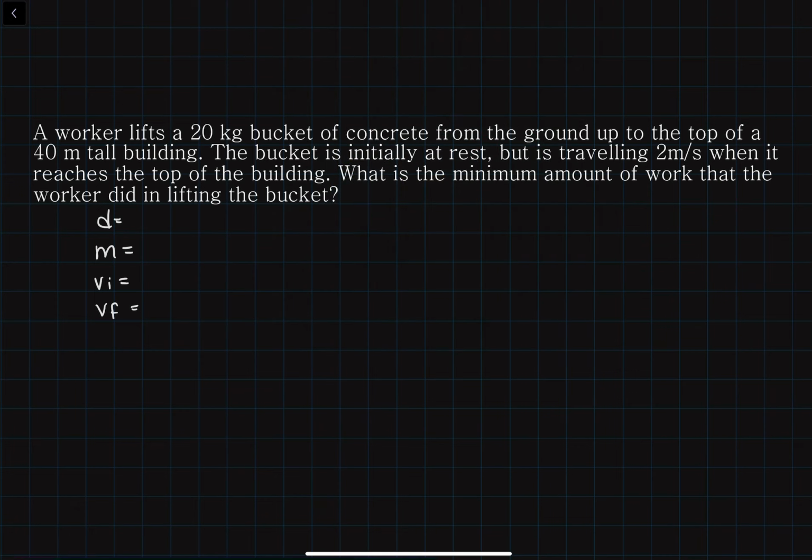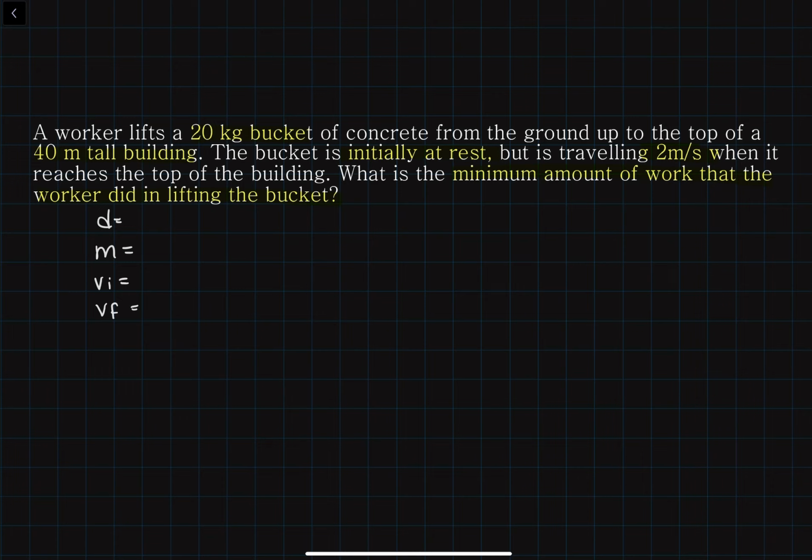So some key information here. The bucket is 20 kilograms heavy. It's going up a 40-meter tall building. It's initially at rest, but 2 meters per second when it reaches the top. And then it wants to know the minimum amount of work the worker did in lifting the bucket.